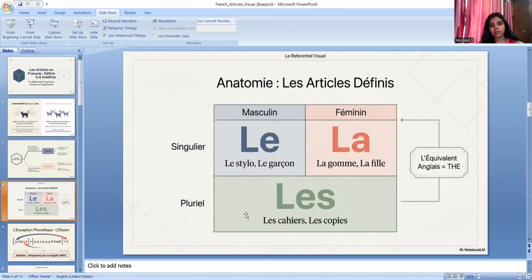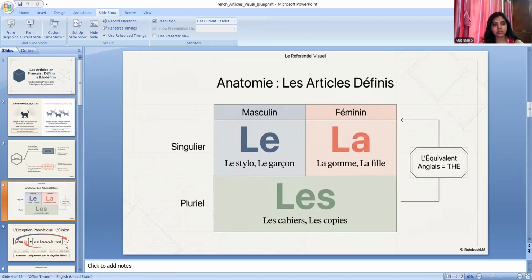The third one is plural, les. Les cahiers, les copies. For plural, we will be using les. It doesn't matter if it is masculine or feminine. We will be using les for plural forms, like les cahiers, notebooks, les copies, copies. Okay, so this is the structure for definite articles: masculine le, feminine la, and plural les.